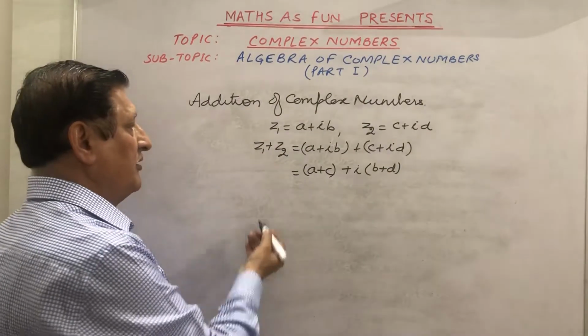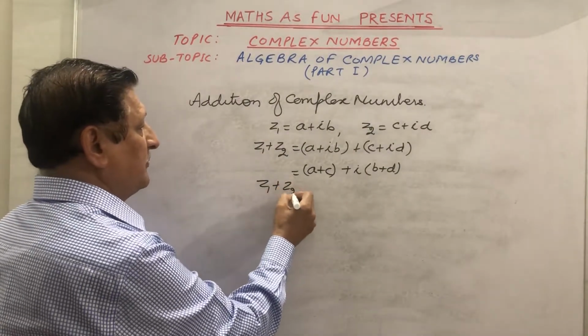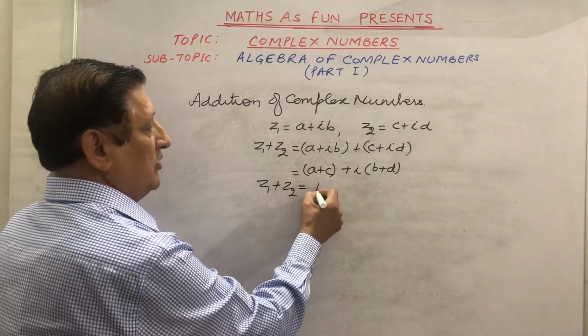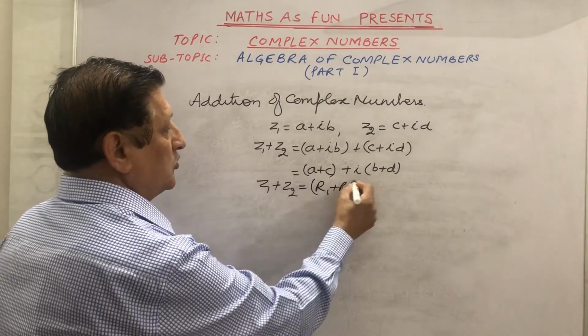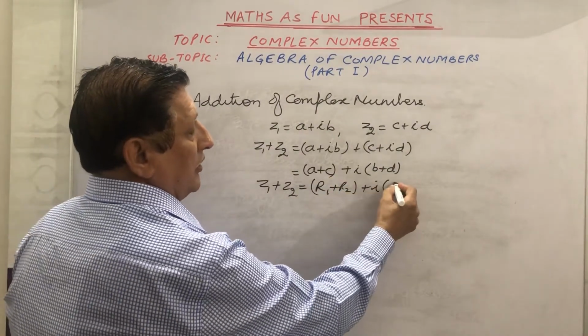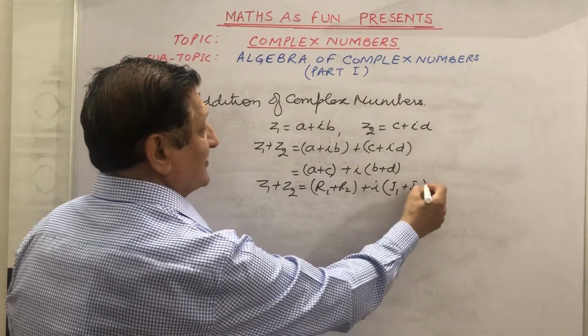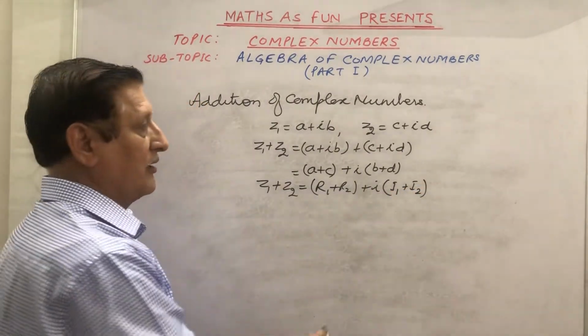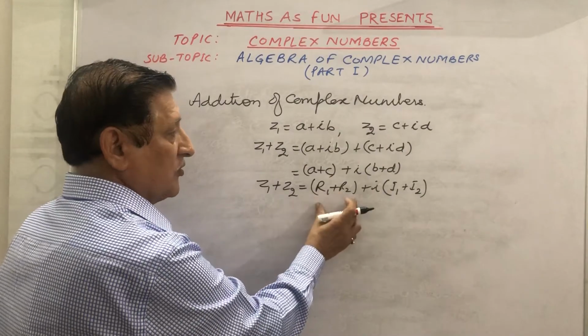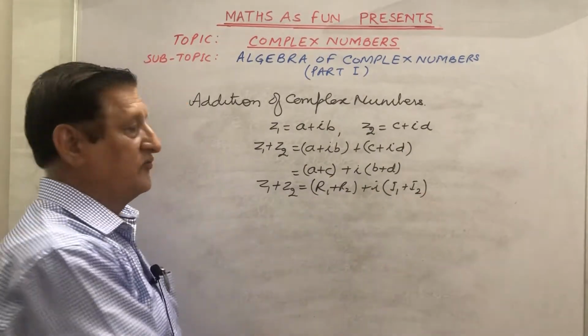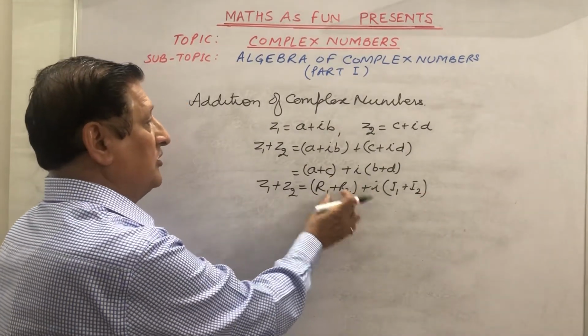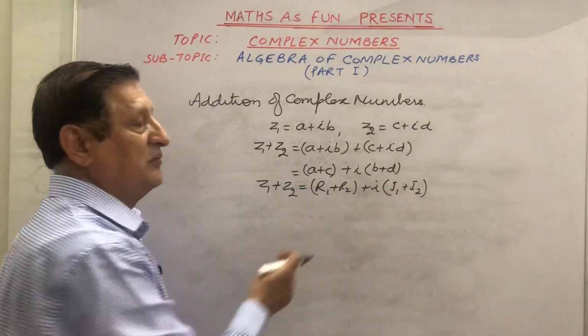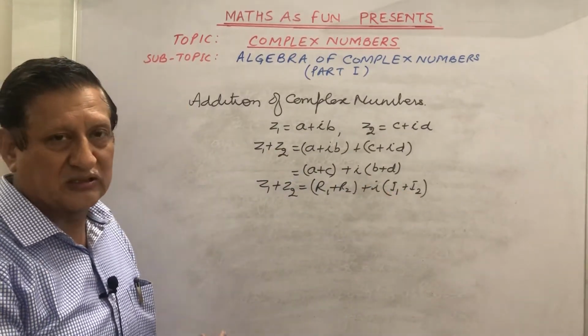In an easy way, we can learn it as z1 plus z2 is equal to r1 plus r2 plus iota i1 plus i2. This is the real part of the sum of the complex numbers and this is the imaginary part, which is the sum of the real parts of the two complex numbers, and this is the sum of the imaginary parts of the two complex numbers.